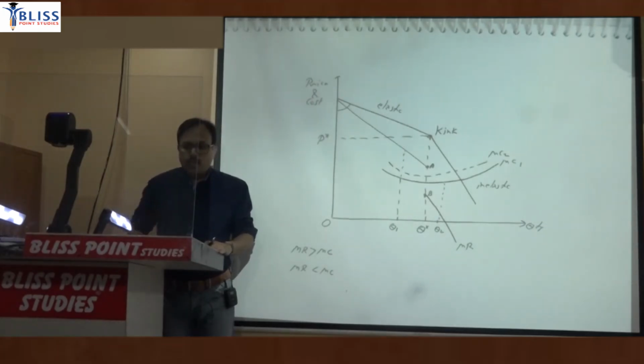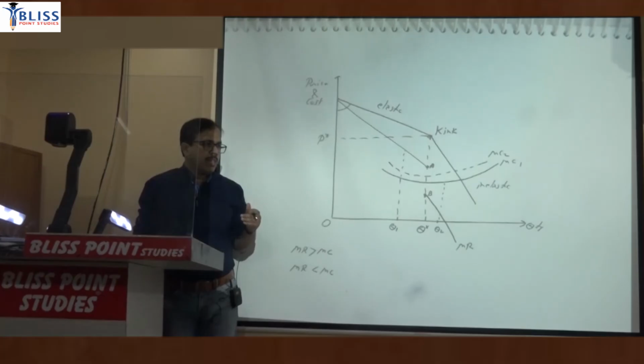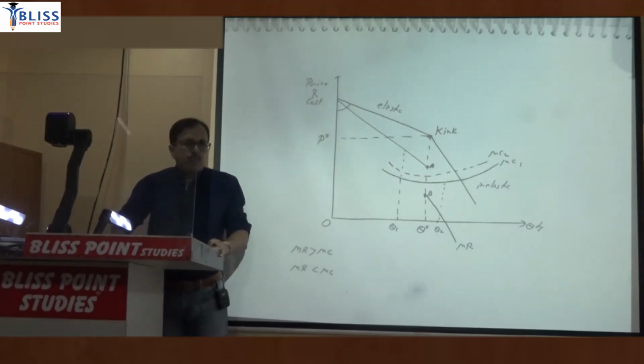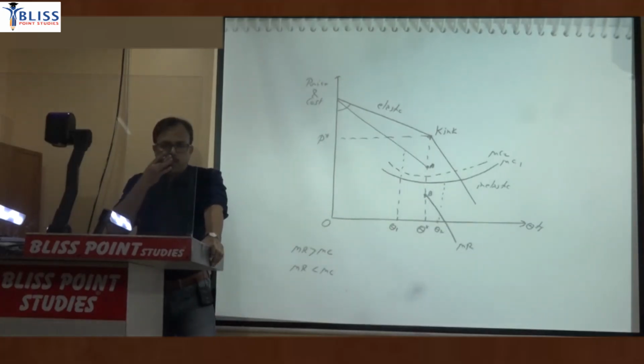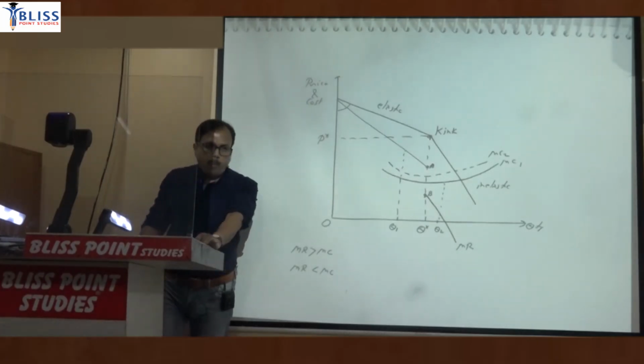Next paragraph. The discontinuous range in marginal revenue provides a range in which cost condition may change without affecting equilibrium price and quantity.